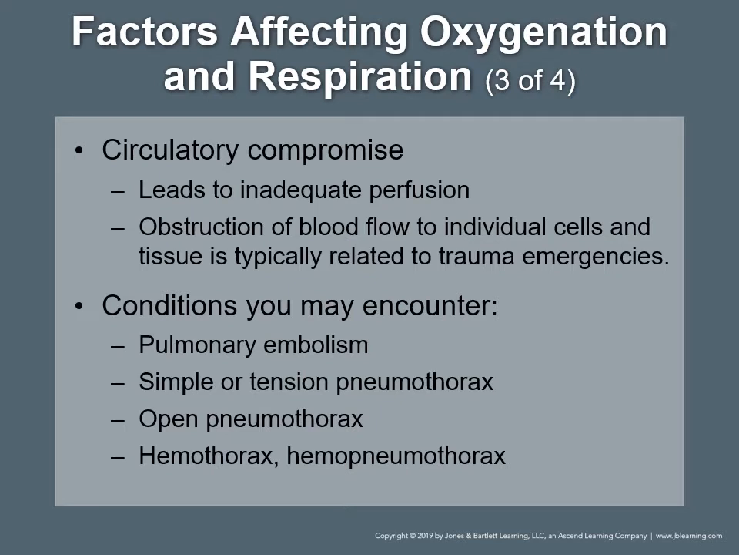Circulatory compromise. For respirations to take place, the circulatory system must function efficiently. When this system becomes compromised, perfusion becomes inadequate. Obstruction of blood flow to individual cells and tissue is typically related to trauma emergencies. Conditions you may encounter include pulmonary embolism, simple or tension pneumothorax, open pneumothorax, hemothorax, or hemopneumothorax.